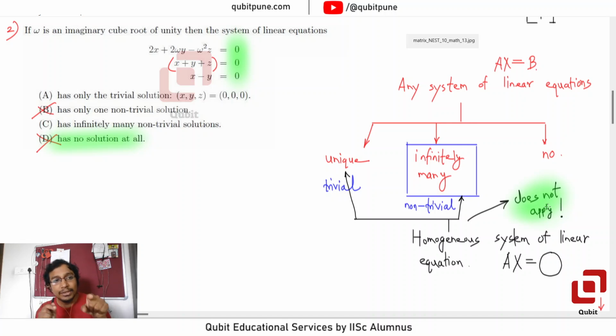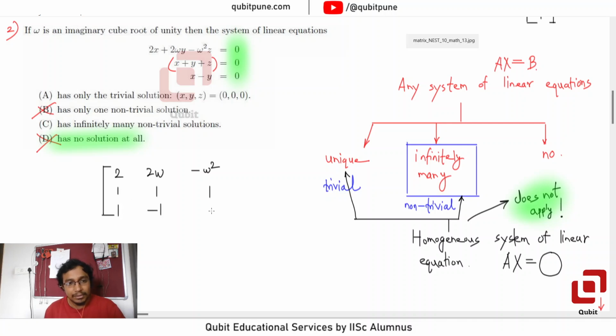So now we need to decide whether it has only a trivial solution or has infinitely many non-trivial solutions. And to find that, because in this case the number of unknowns is equal to the number of equations, we can form the square matrix of coefficients and answer the question based on the value of the determinant. 2, omega, minus omega squared; 1, 1, 1; 1, minus 1, 0. Okay, so let this be A. Find determinant of A. कितना आ रहा है?